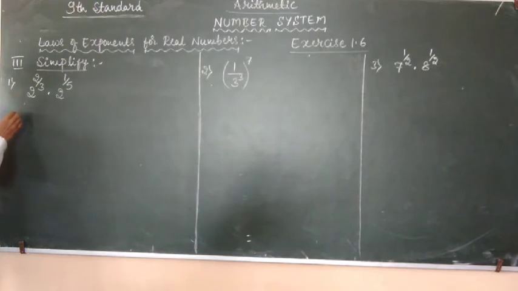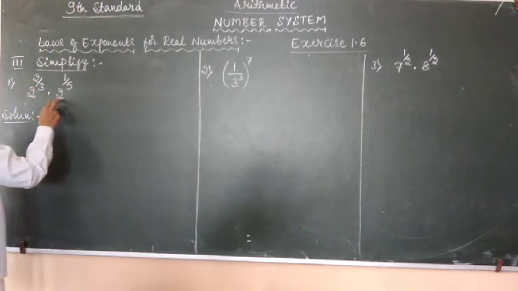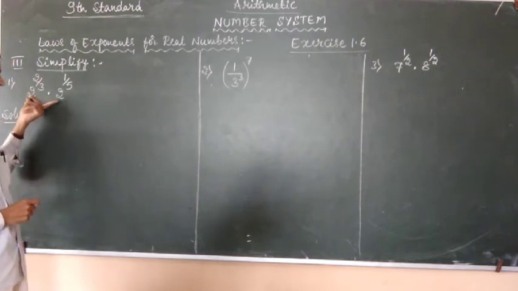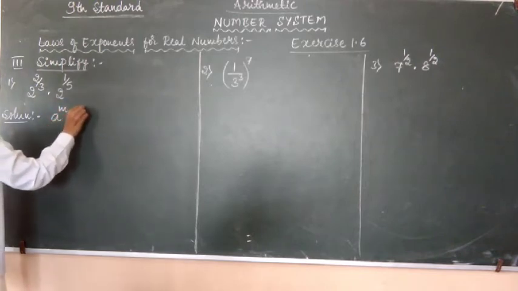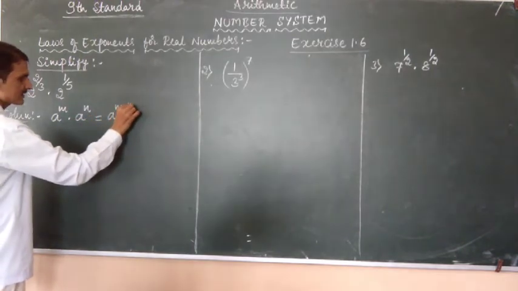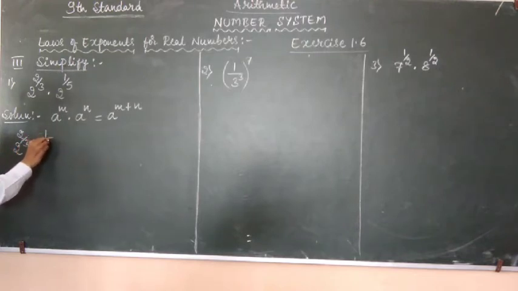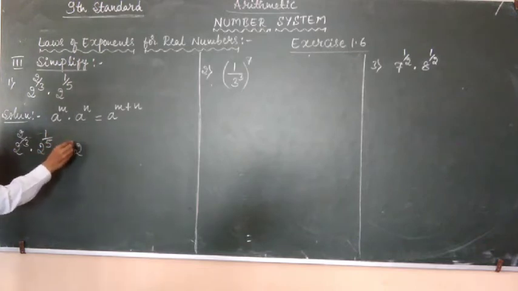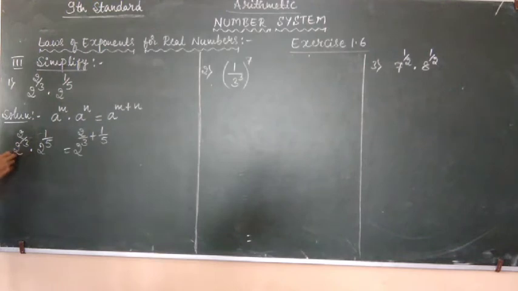For the first problem, now remember the first law. If you observe the problem, it is 2 to the power of 2 by 3 into 2 to the power of 1 by 5. Here the bases are same. So in this problem we are going to use the formula for the laws of indices: a to the power of m into a to the power of n equals a to the power of m plus n. So by using this formula, simplify 2 to the power of 2 by 3 into 2 to the power of 1 by 5. This can be written as 2 to the power of 2 by 3 plus 1 by 5. Here the bases are same, 2 is there.